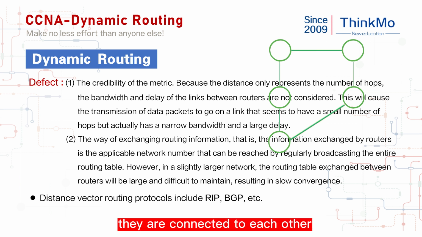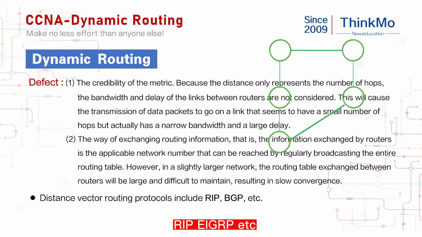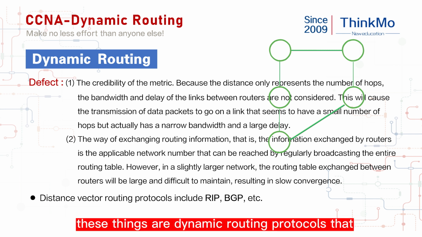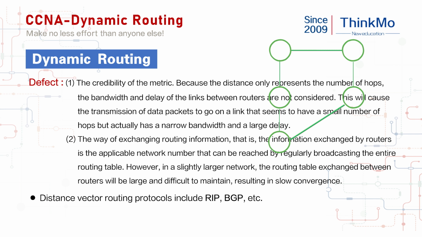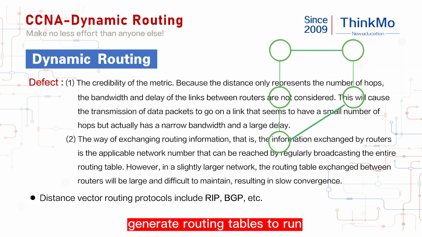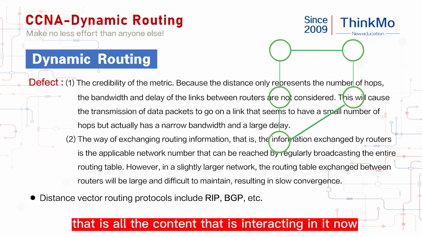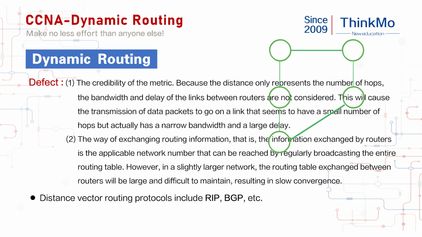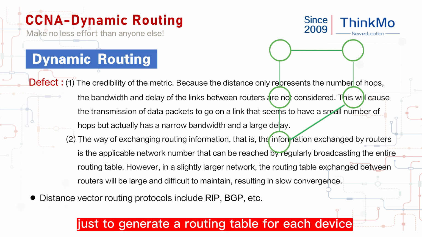They are connected to each other. What we are talking about is running OSPF, RIP, EIGRP, etc. These are dynamic routing protocols that generate routing tables and run messages between them. That is, all the content interacting in it now is just to generate a routing table for each device. It is only called traffic inside the protocol.